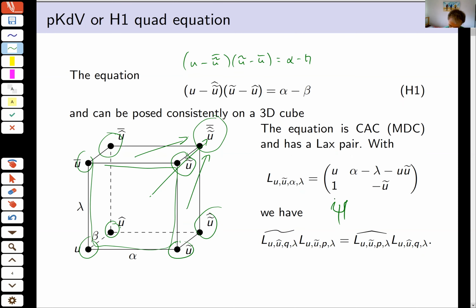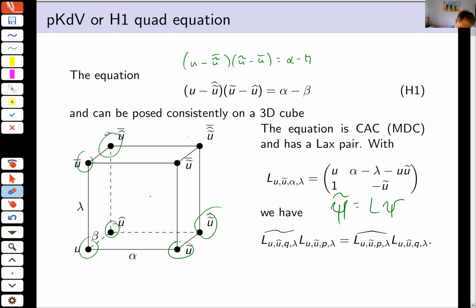So we get a psi vector tilde equals L psi, and then the consistency, with the other equation for psi hat, will give you the relation that is here at the bottom. It's just a product of two matrices being equal to a product of two matrices, and it is expressing going around the cube in two different ways. Now, I want to stress a nice interpretation of this relation in terms of the characteristic lines.